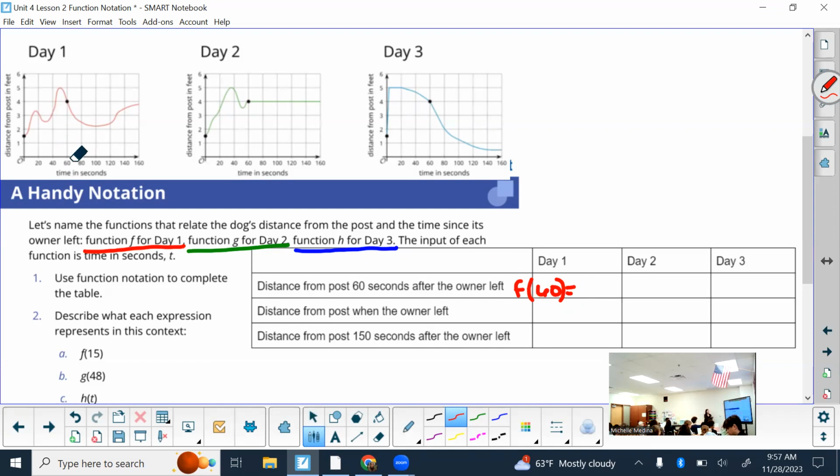So look at day one, 60 seconds is here. What's that distance? 4. So then even include what the output is. Here's my input, here's my output. At 60 seconds, the dog was 4 feet away. Questions, comments, concerns?